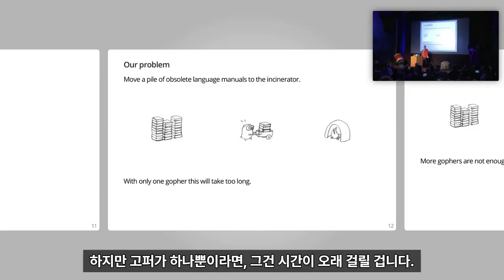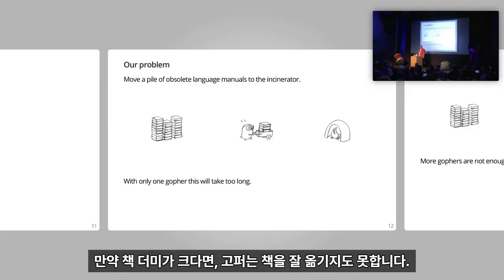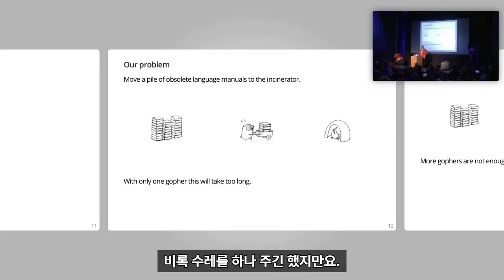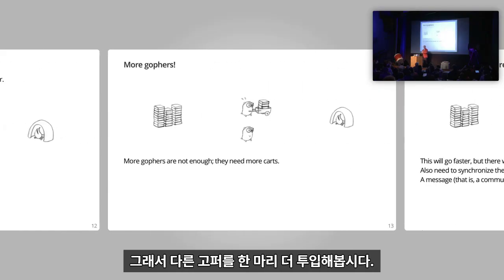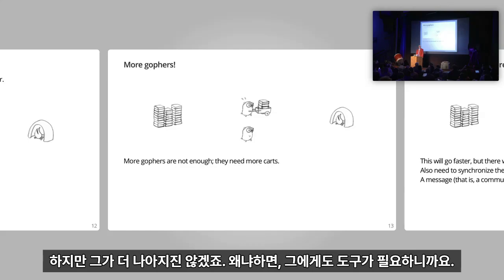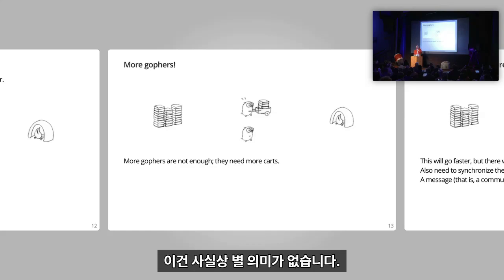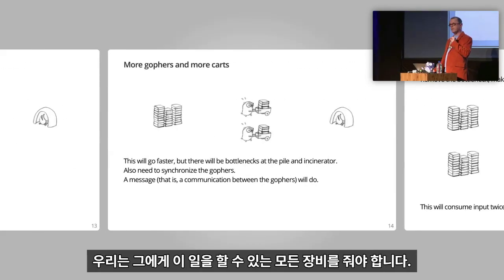But with only one gopher, it's going to take a long time if it's a big pile. And also, gophers aren't very good at moving books, although we've given them a cart. So let's put another gopher in the problem. Except he's not going to get any better, right? Because he needs the tools. And this is kind of pointless. We need to give him all the parts he needs in order to do this.